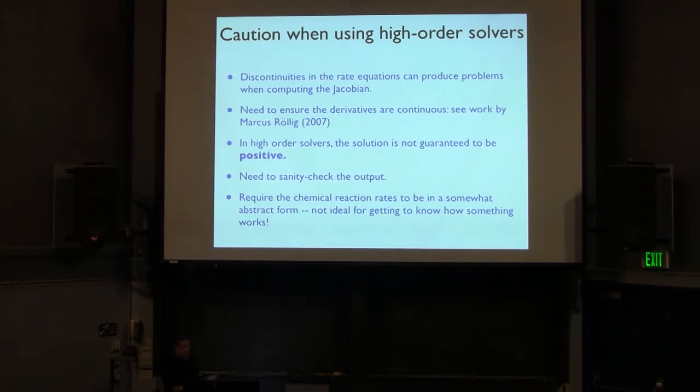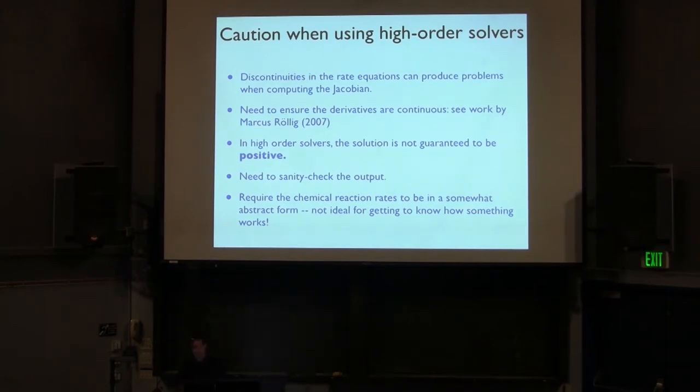The other problem with higher order solvers is you're not guaranteed to be positive anymore, as Jim was discussing. And so then you need to sanity check your output and make sure that all your abundances are actually positive. If they're not, the typical solution is you call it with a smaller time step and you try to work through it and get the system to do something else.